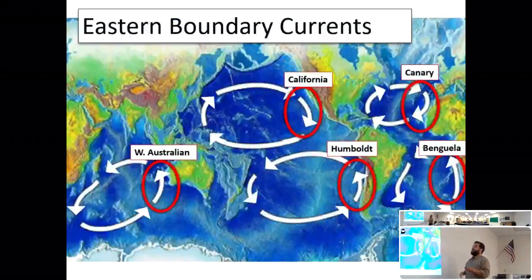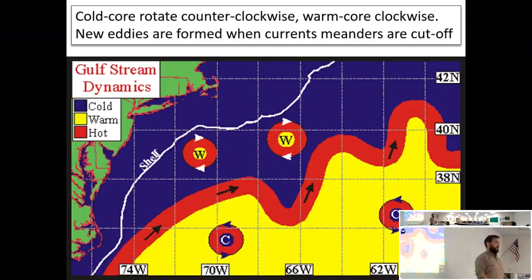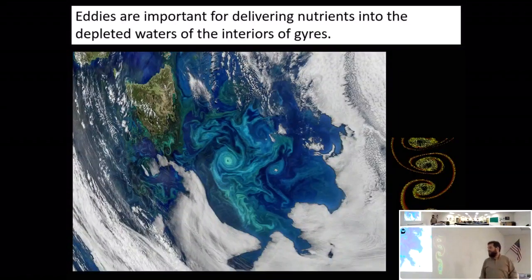So these eddies are one of the few things that are capable of bringing nutrients. You see how these can rotate into the center of the gyre and bring nutrients into the middle of the gyre. That's why these are important for the ecosystems in the center of the gyres. It's one of the few mechanisms the ocean has of delivering nutrients into the center of a gyre. What causes eddies? It's when the current pinches off. And that can create an eddy. It's just like smoke rising, things like that creates eddies. So eddies are important for delivering nutrients into the depleted water in the interiors of gyres.